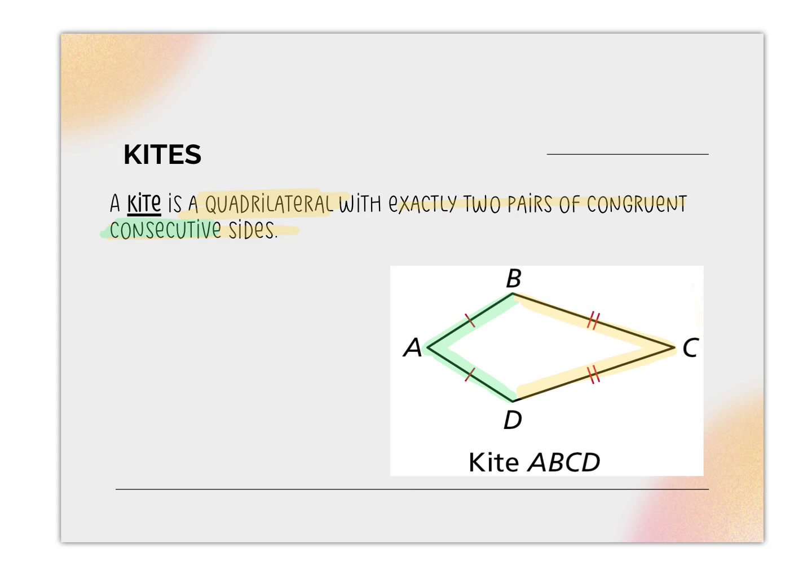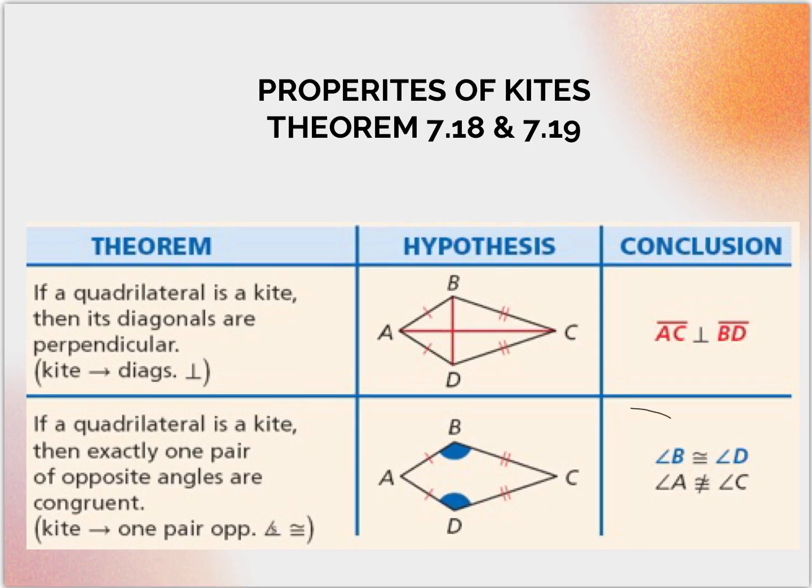Again, it's a quadrilateral, so we know that the interior angles still have to add up to 360 because it's a four-sided figure. But one thing we do know is that this angle that's formed here by connecting the unequal sides, these two angles are congruent. So in this kite, angle B is going to be congruent to angle D, okay? And these theorems is where that comes from.